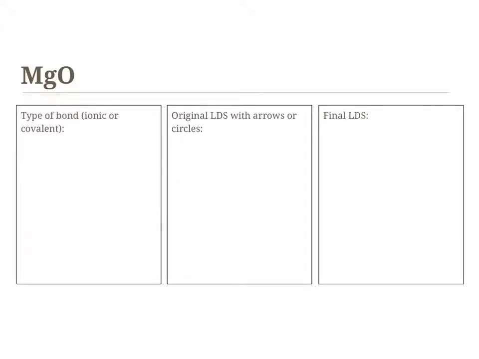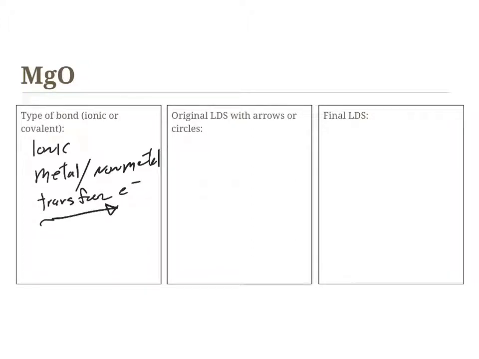So we're going to go ahead back, and I'm going to identify that because they're a metal and a nonmetal, that's ionic. Metal and nonmetal, so there's going to be transfer of electrons, and arrows. So I'm going to draw my magnesium, 1, 2, and my oxygen, which would be 1, 2, 3, 4, 5, 6. And then I'm going to show my transfer, a transfer here and a transfer here.